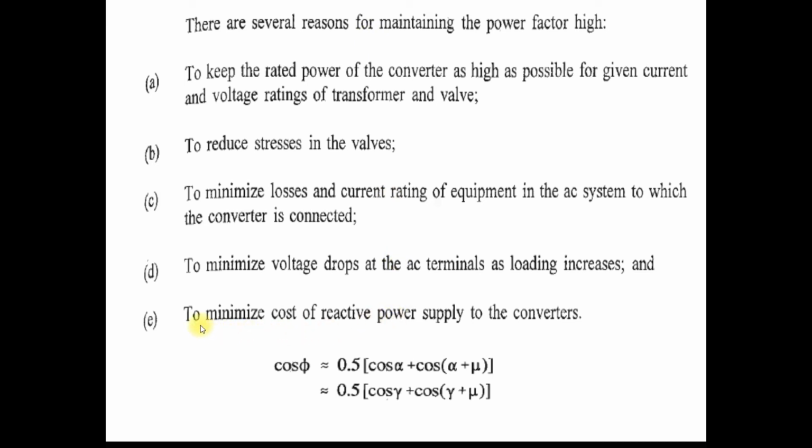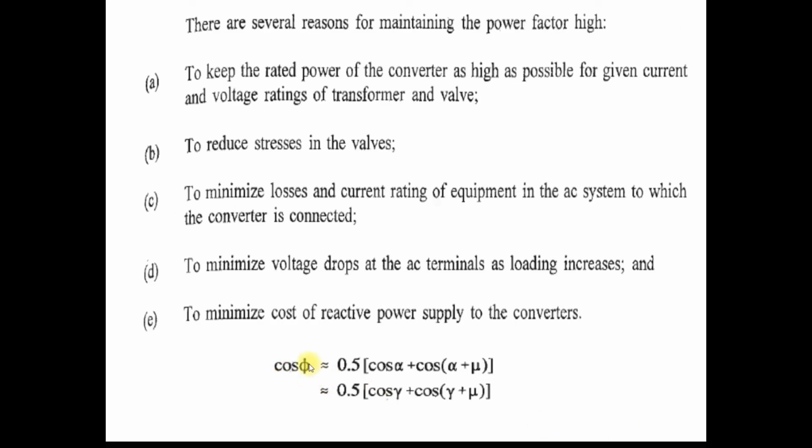Another last reason to maintain high power factor is to minimize the cost of reactive supply to the converter. Because as we know, reactive power is required when there is a lack of reactive support at both ends of the converter. And the reason for the lack of reactive power is nothing but the poor power factor of the converters. So to minimize the source of reactive power, or the cost of the reactive power at both ends of the converter, you must maintain the high power factor. Because of all these reasons, we maintain the high power factor on the rectifier side as well as the inverter side.